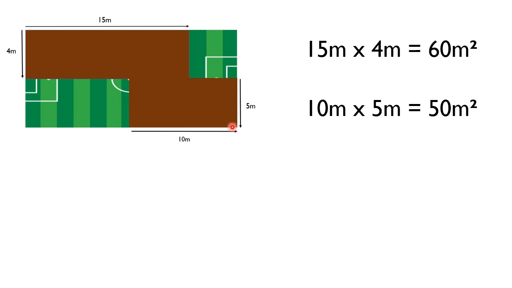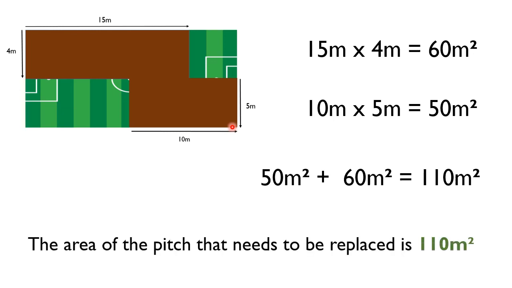So now we have the area of both of these rectangles, but obviously we need to work out the area of the whole compound shape, the whole part of the football pitch that needs some grass, some turf. So then we will do 60 add 50, or 50 add 60, which will give us 110 meters squared. So the area of the pitch that needs to be replaced is 110 meters squared.